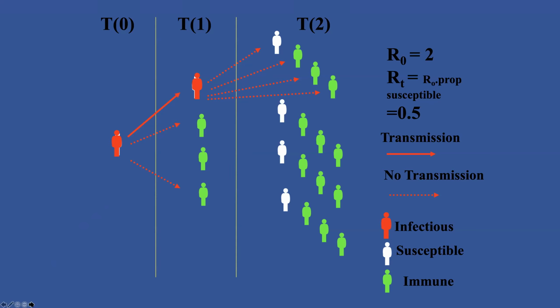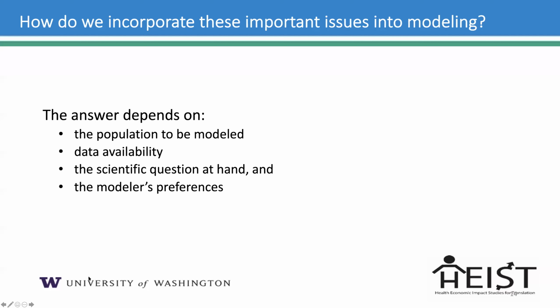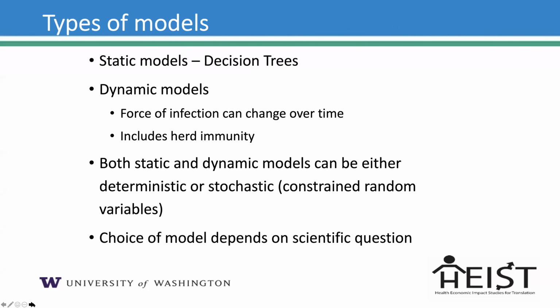And this is what dynamic models capture that we don't capture through classic epidemiology. So how do we incorporate these important issues into modeling? And so the answer really depends on the population to be modeled, the data availability, the scientific question, and to some extent the modeler's preferences.